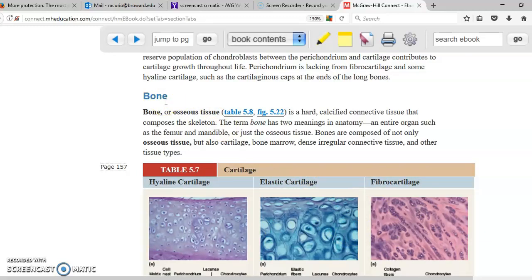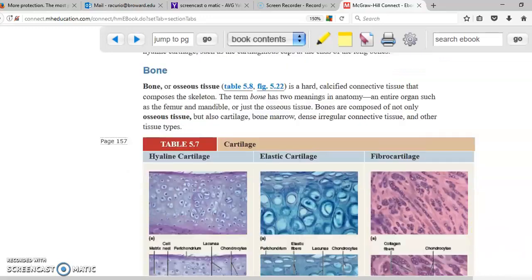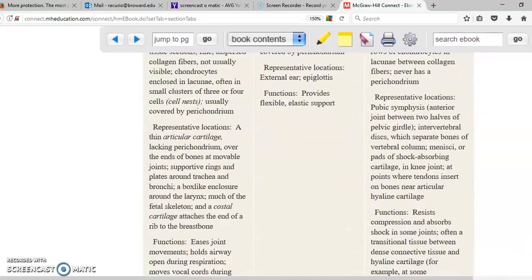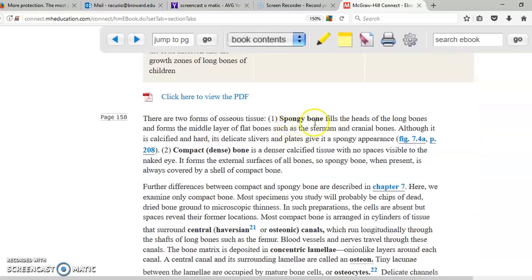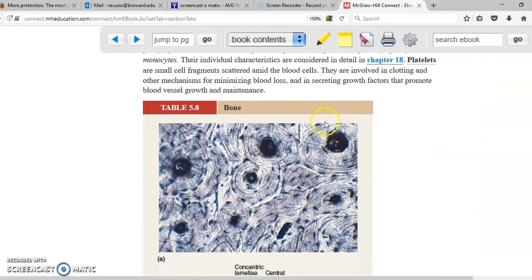The cell is going to be the osteoblast, and the osteoblast eventually is going to turn into an osteocyte. There are two types of bones: spongy bone and compact bone. This concentric structure that you have right here, these black dots that you see right here, that's where the osteoblast and eventually the osteocyte is going to be found.